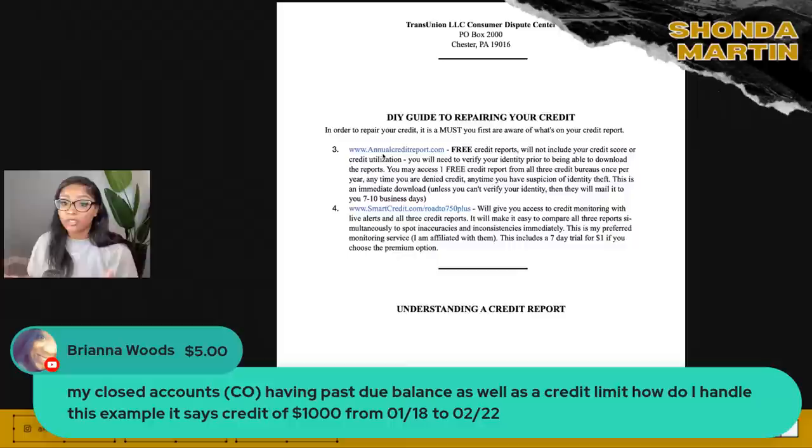Annualcreditreport.com is the only verified source to get your actual credit report, like your real credit report. And your real credit report is not going to have your credit scores, by the way. Your credit scores are not on your credit report.